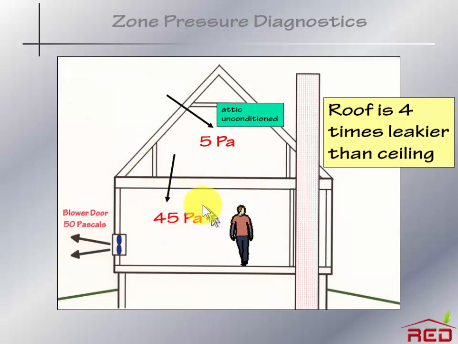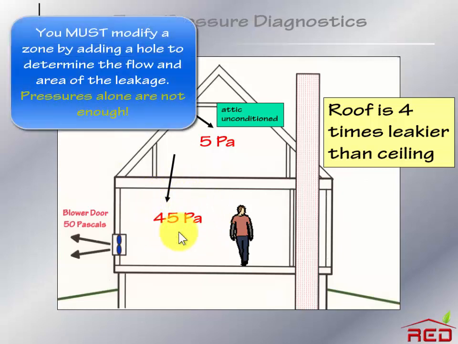We want this to be 45 or greater. It has nothing to do with the absolute leakage, but only with the relative leakage. So that is not a good way to set a standard. Again, what we're still dealing with here is non-modifiable zone pressure diagnostics.